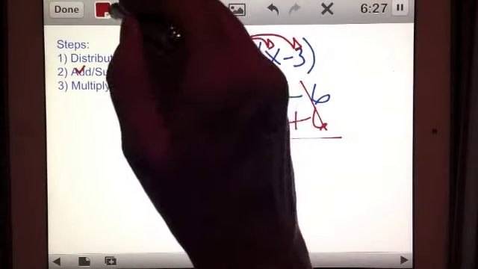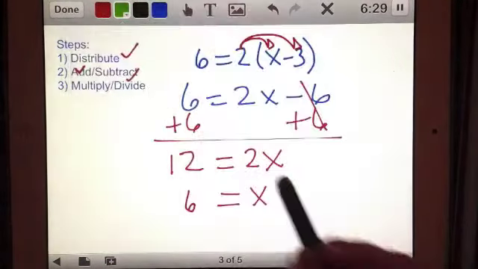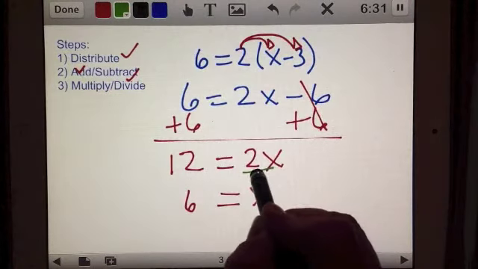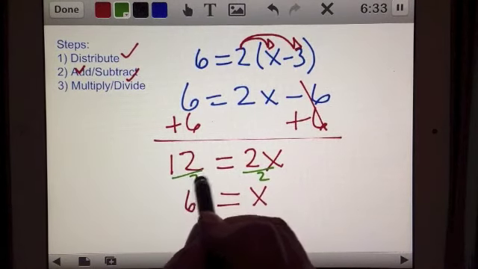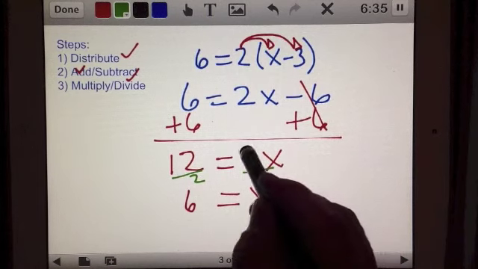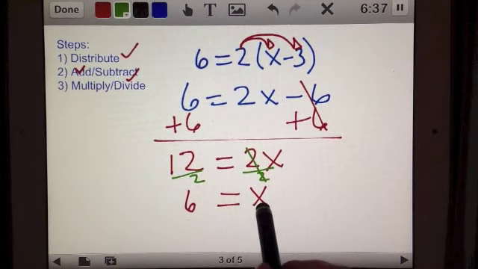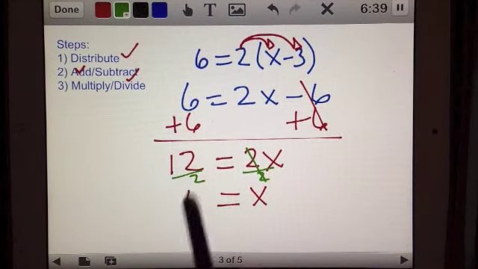Oops, I didn't write this in. If I divide both sides by 2, I would end up with this canceling out, which gets me x. Finally, x is isolated, and 12 divided by 2 is 6.